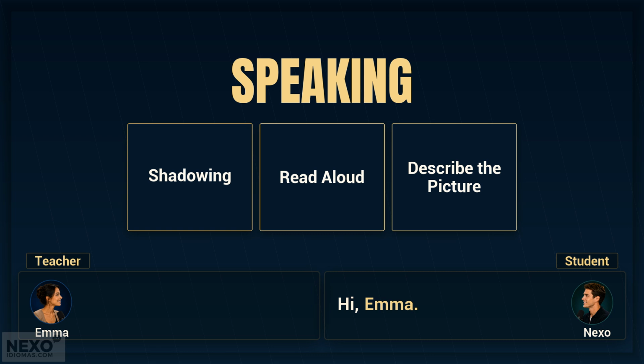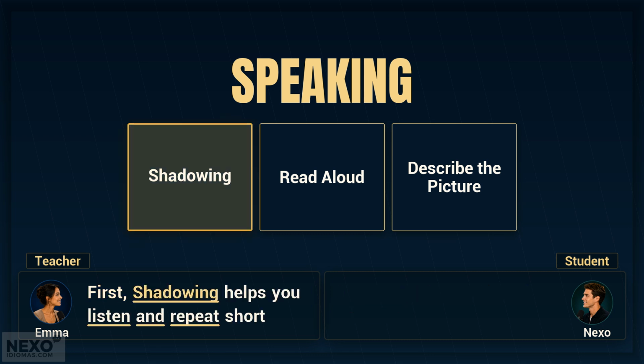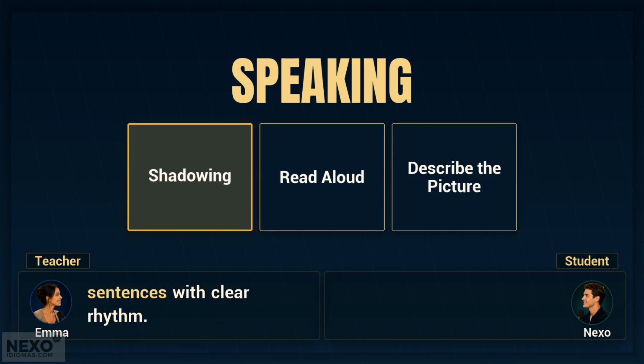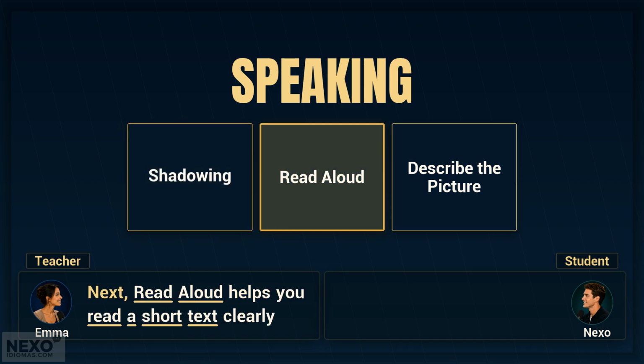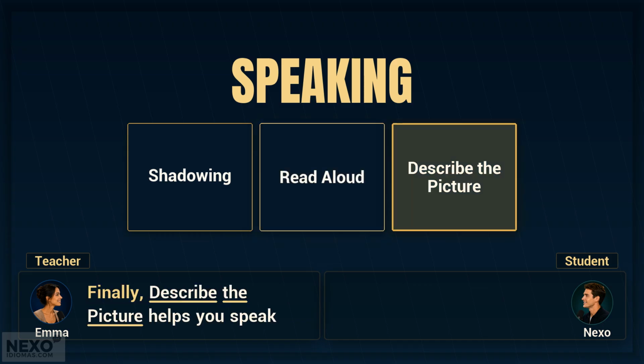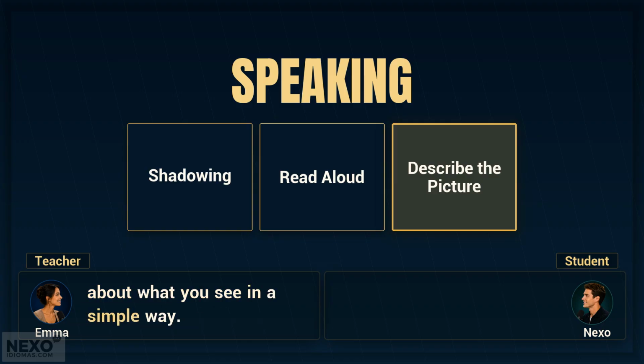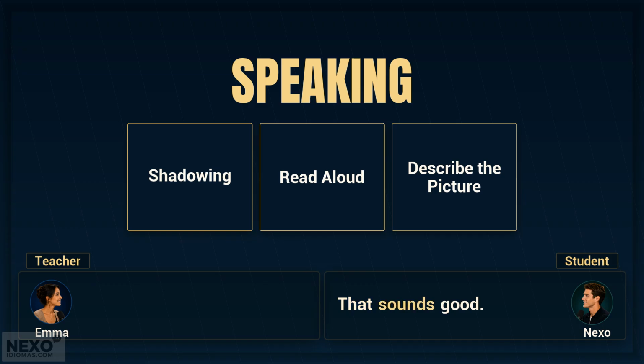Hi, Emma. I am ready to speak and practice. First, shadowing helps you listen and repeat short sentences with clear rhythm. Next, read aloud helps you read a short text clearly and slowly. Finally, describe the picture helps you speak about what you see in a simple way. That sounds good. Short steps help me feel confident.